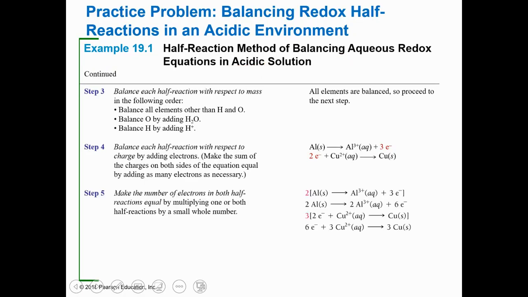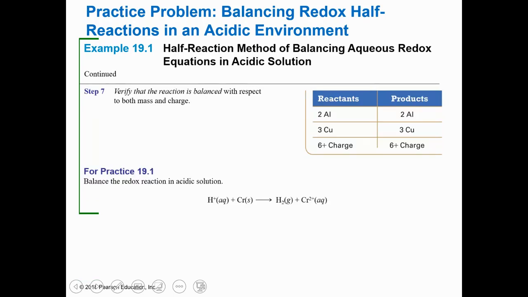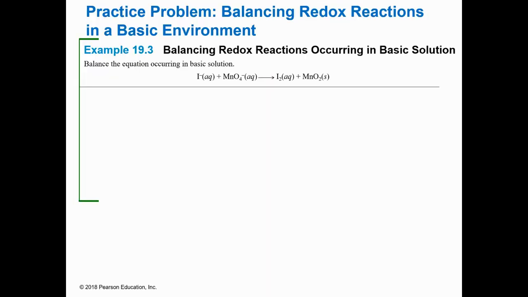I do want to go ahead and walk through one that's different. So here we've got hydrogen, but still no oxygen. Let me see. This one has oxygen. That's what I wanted. All right, so this one is basic solution. This means if I have anything left over, I'm going to have hydroxide left over. All right, so again, step 1, break up. So iodine ion is going to go to I2. Permanganate is going to go to manganese dioxide.